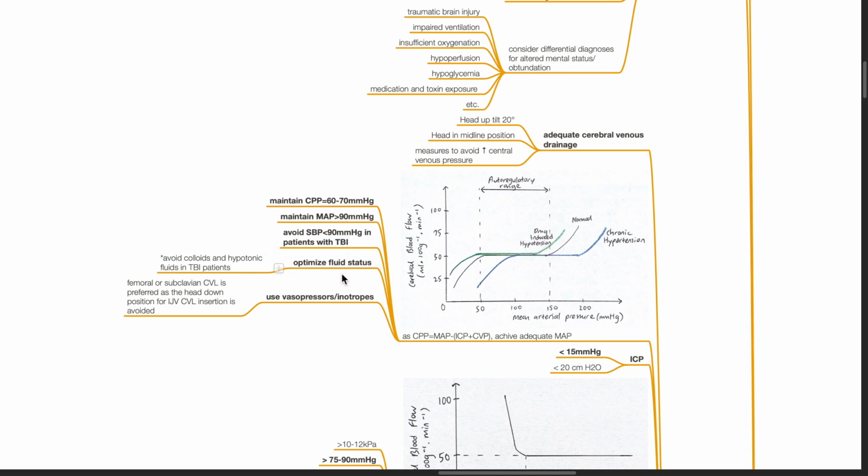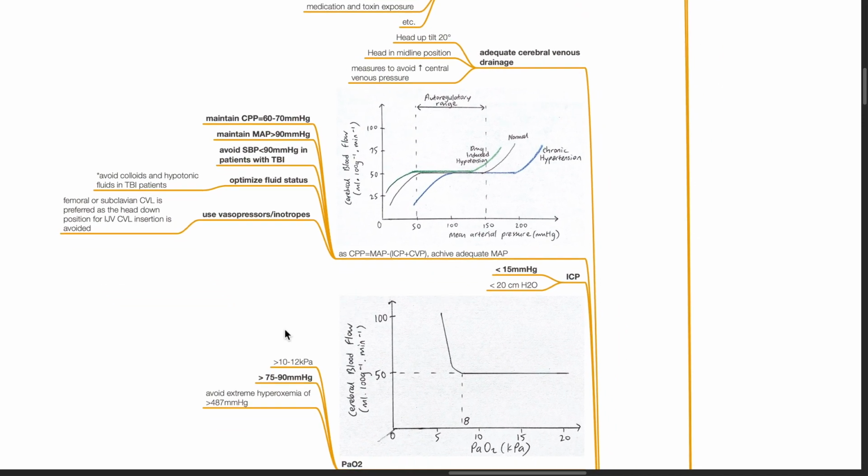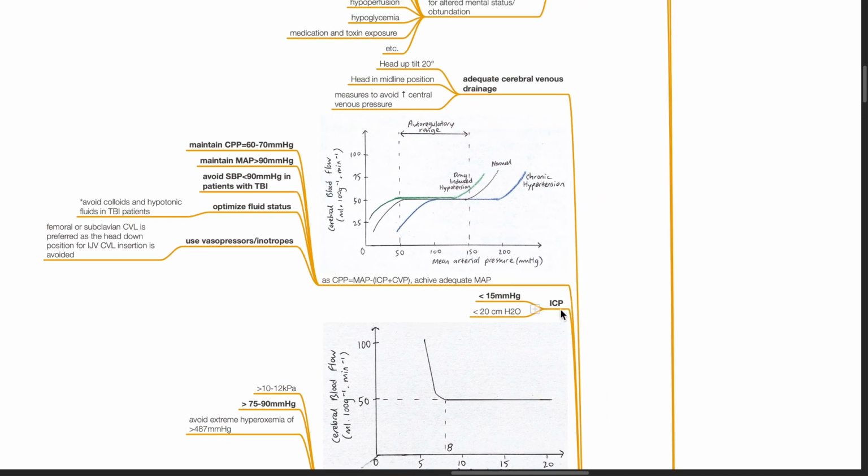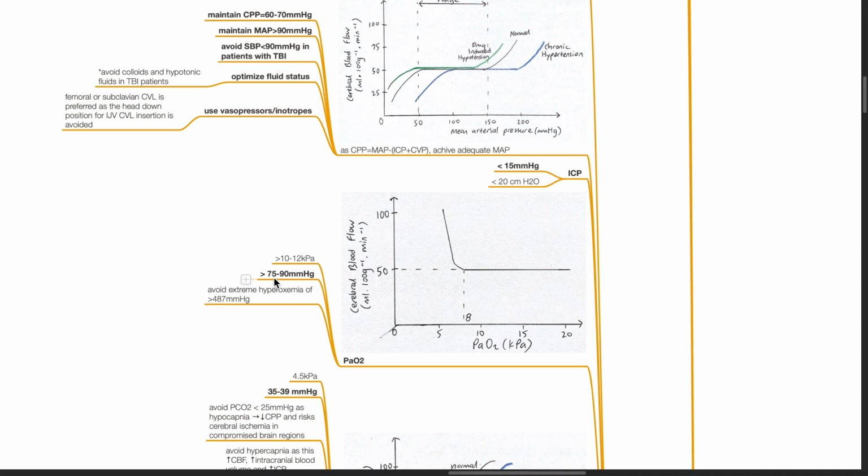Achieve this by optimizing fluid status and use of inotropes and vasopressors. Avoid colloids and hypotonic fluids in patients with traumatic brain injury. For central venous line insertion, femoral or subclavian CVL is preferred as the head-down position for IJV CVL insertion is avoided. Maintain ICP less than 15 mmHg or less than 20 cmH2O, PaO2 of more than 75 to 90 mmHg or 10 to 12 kPa.